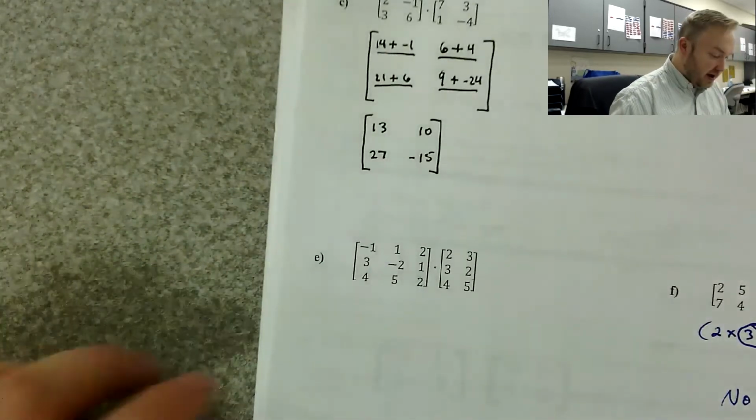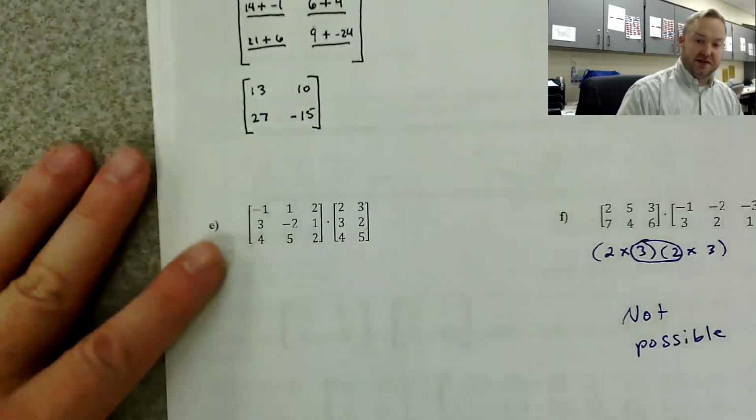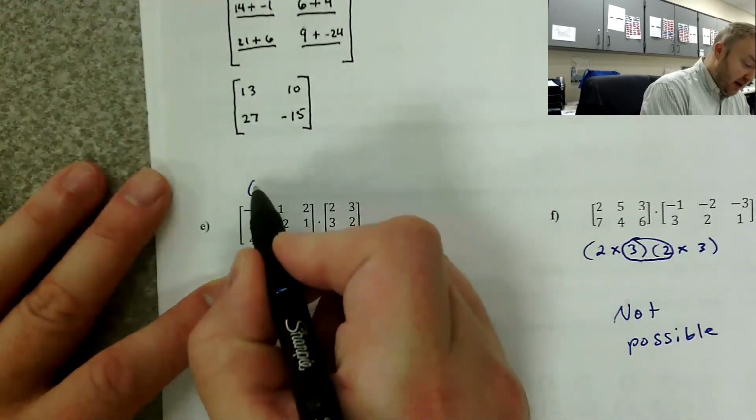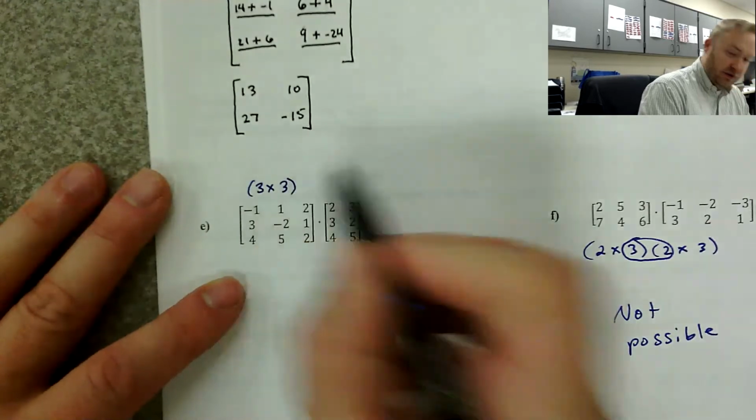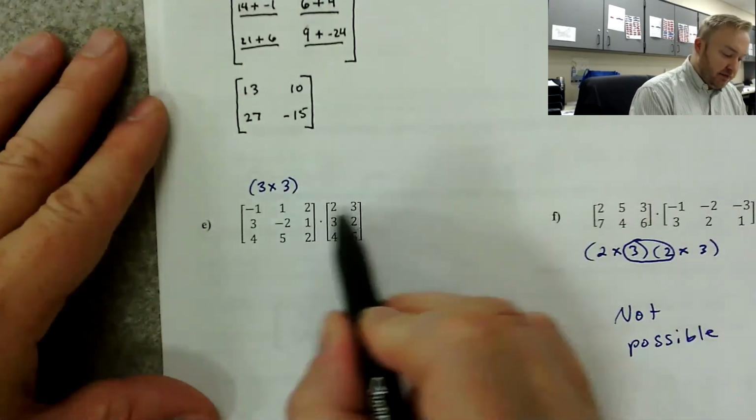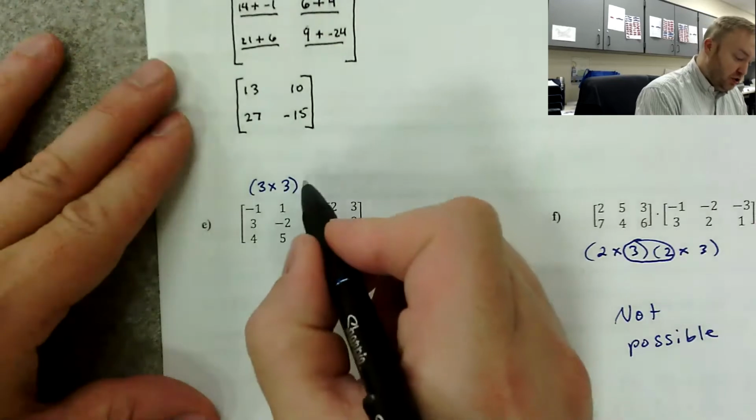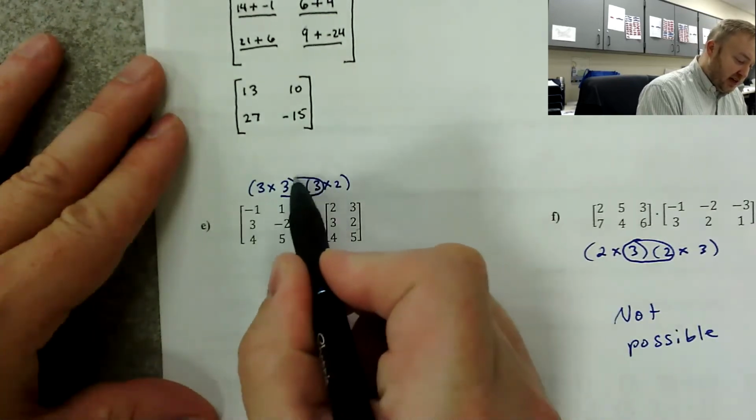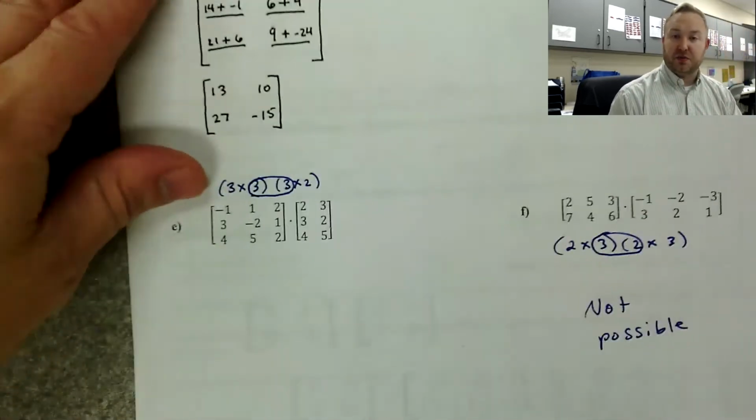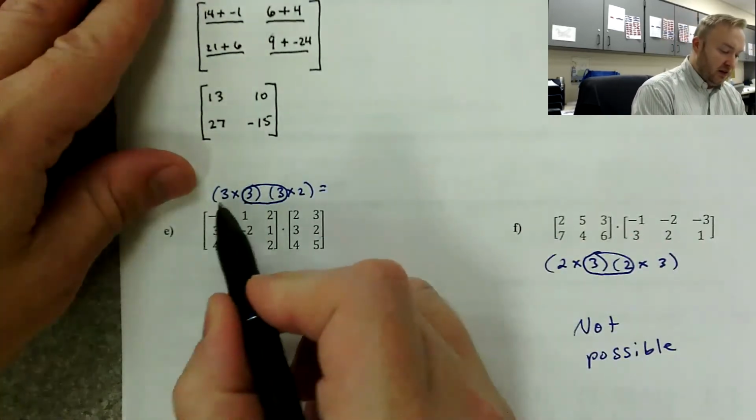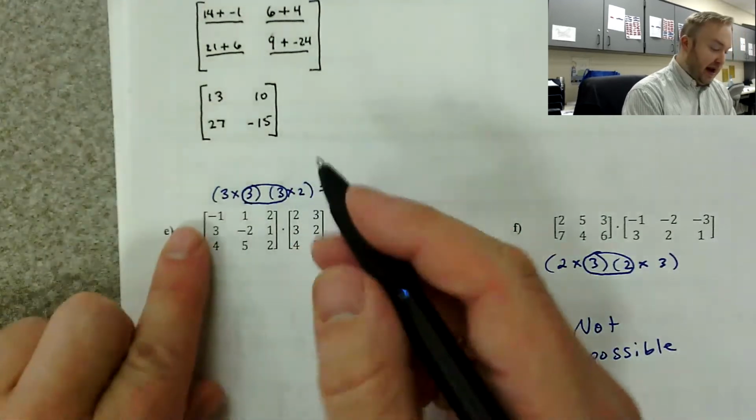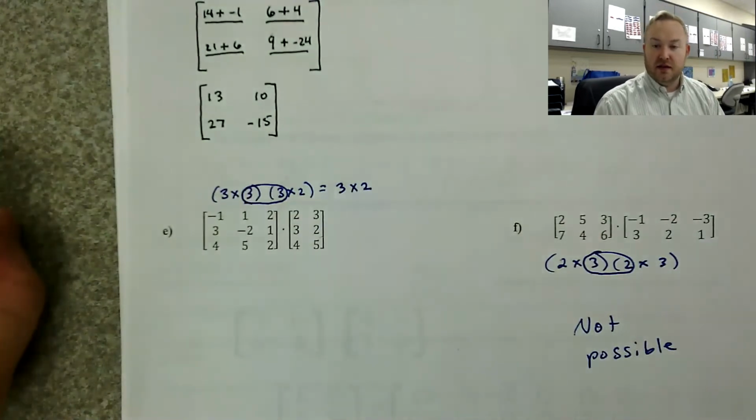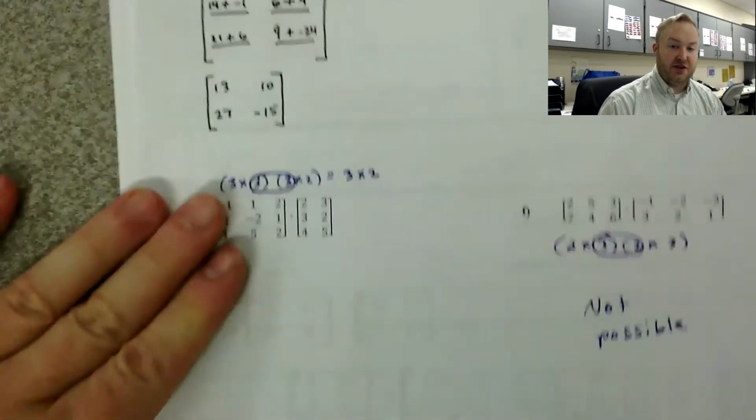So let's try example E, which looks like it's a little bit more complicated. This one, the first matrix has 3 rows and 3 columns. The second matrix has 3 rows and 2 columns. So that's a 3 by 2. I look at my middle 2 numbers and I see that they're the same. That means that this product can be done. And then I look at my outer 2 numbers and I see that my answer is going to have 3 rows and 2 columns. So my answer here is going to be a 3 by 2 matrix.